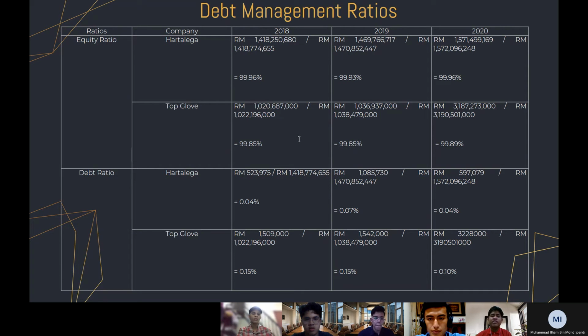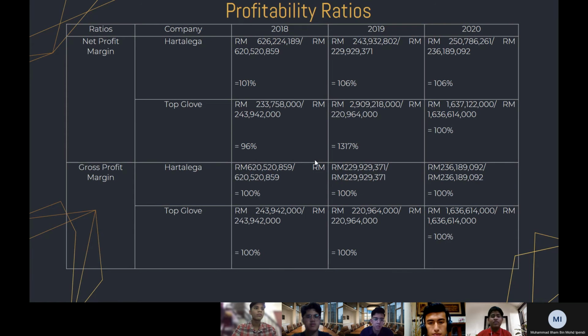For debt ratio, for all 3 years 2018, 2019, and 2020, Top Glove has a greater ratio compared to Hartalega. However, a greater ratio doesn't necessarily mean better performance. In debt ratio cases, the company with the lower ratio has better performance. This means that Hartalega has better performance compared to Top Glove because the percentage of debt they use to secure their funding is low. So using debt management ratio, we can conclude that Hartalega has better performance compared to Top Glove. Moving on to the profitability ratio.